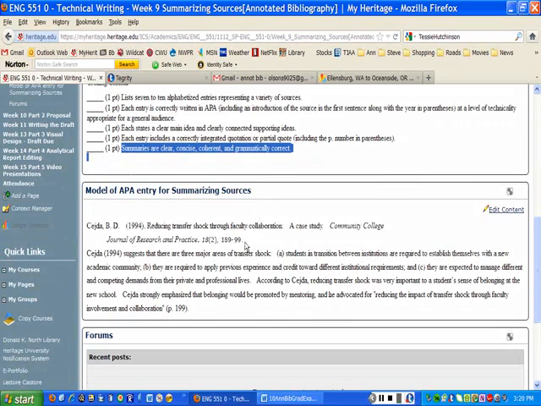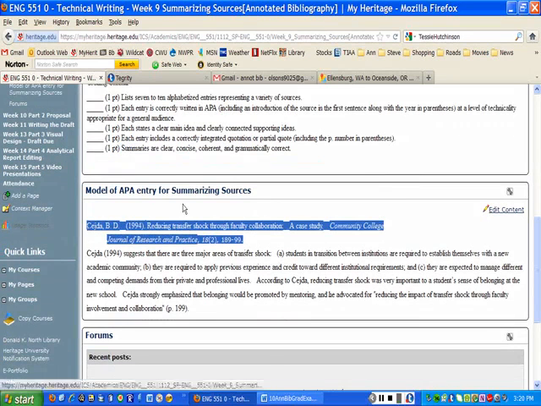And here is the source. It is, I'm not sure how to pronounce this, Sejda BD 1994, Reducing Transfer Shock Through Faculty Collaboration, a Case Study. It's printed in Community College Journal of Research and Practice, volume 18, issue 2, pages 189 through 99. And here is a brief summary.